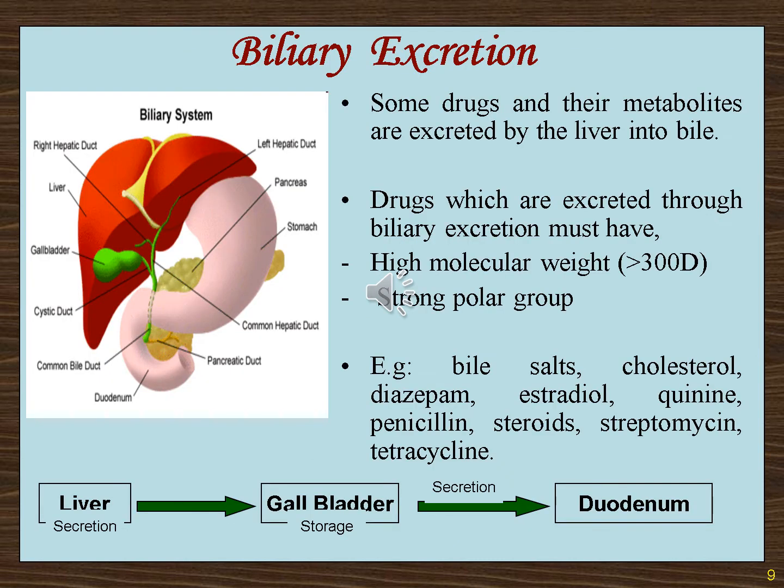Liver secretes 0.25 to 1 liter of bile each day. It's important in the digestion and absorption of fats. Some drugs and their metabolites are excreted by the liver into bile. Almost 90% of the secreted bile acids are reabsorbed from intestine and transported back to liver for resecretion. The rest is excreted in feces. Drugs which are excreted through biliary excretion must have high molecular weight, that is higher than 300 Daltons, and it should have strong polar group.